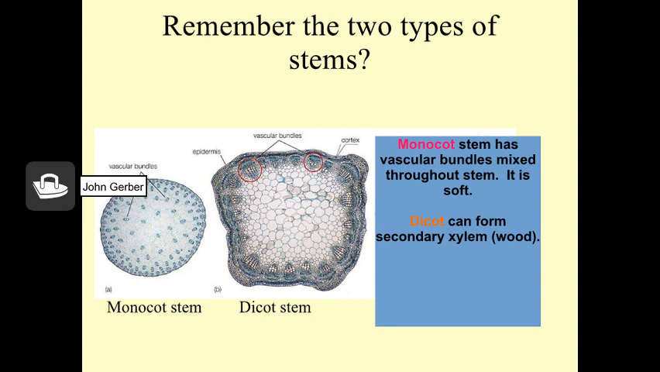The palm tree, like the corn plant, has its vascular bundles scattered throughout the stem. The monocot therefore remains flexible as it grows. The dicot on the right has the ability to produce secondary wood and produce much larger stems and more sturdy stems, as we see in the big trees in western Massachusetts.